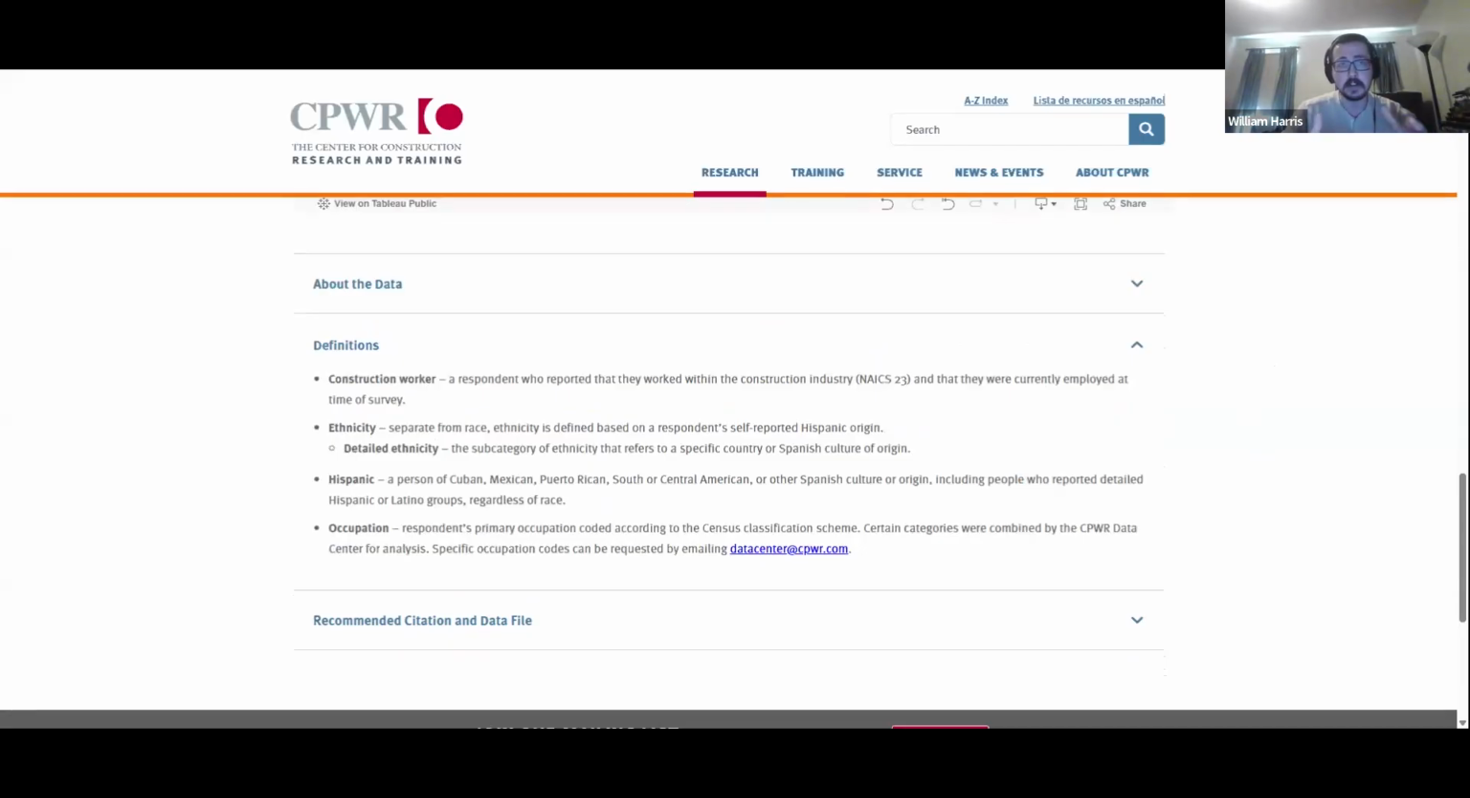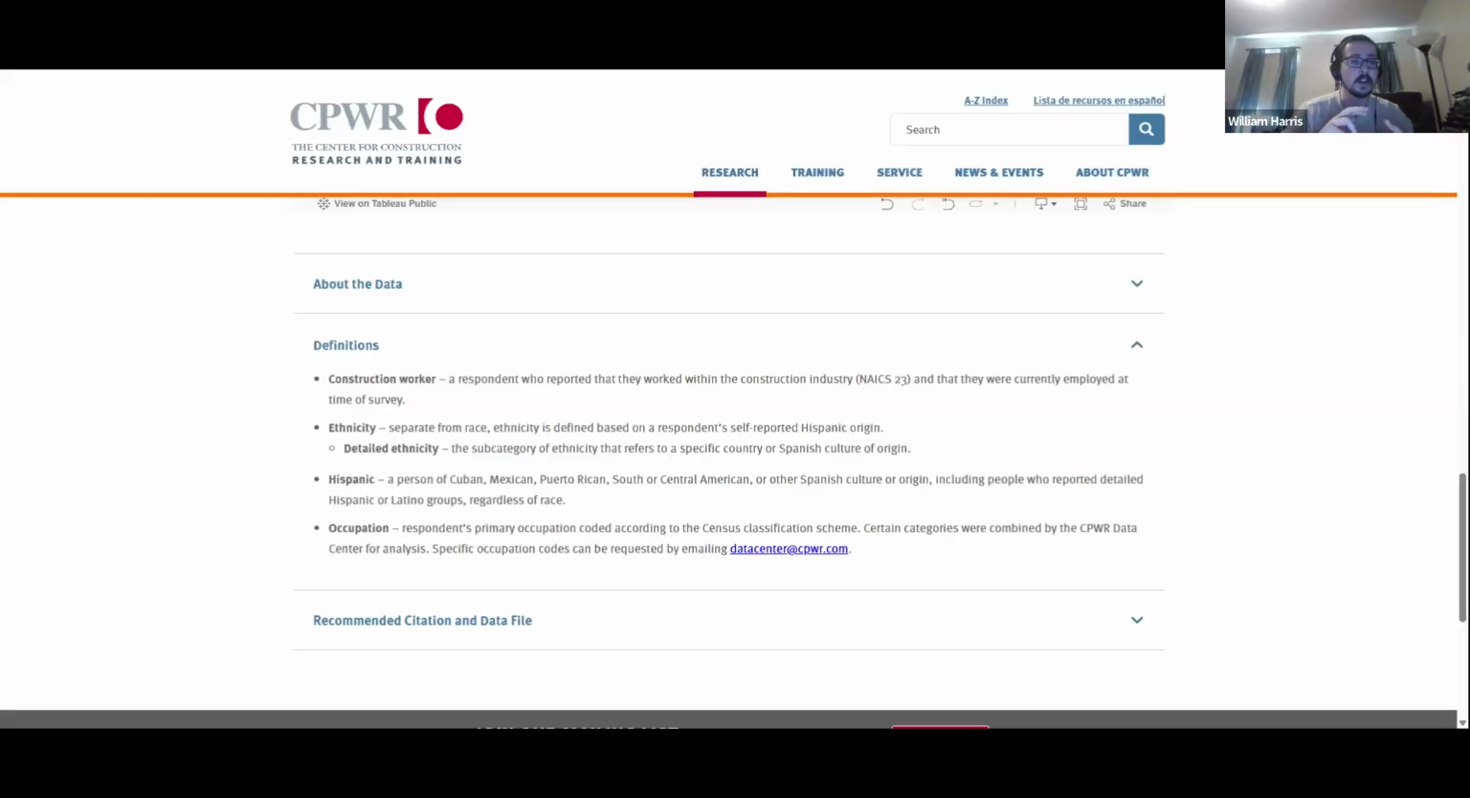And so, for instance, within this dashboard, because we talk about Hispanic workers, it's important that we establish what that means. And so this definition here, the definition that we use within this page in this context comes from the data source of the American Community Survey. And so here we define Hispanic as a person of Cuban, Mexican, Puerto Rican, South or Central American, or other Spanish culture of origin. And this includes people who reported detailed Hispanic or Latino groups, regardless of their race.